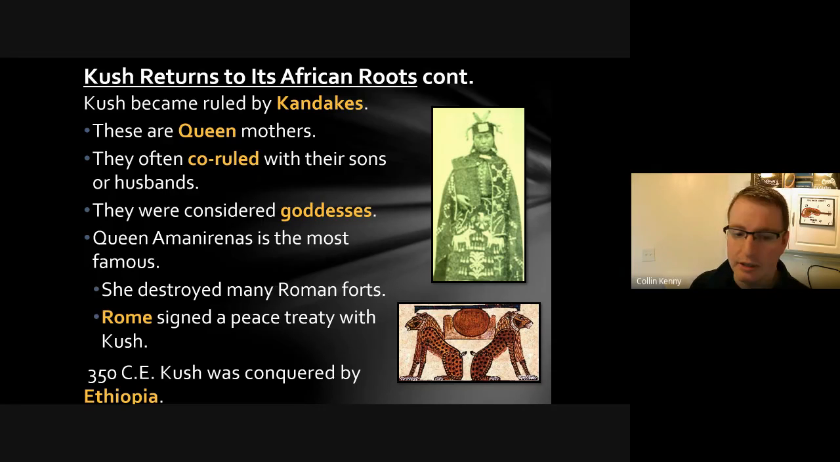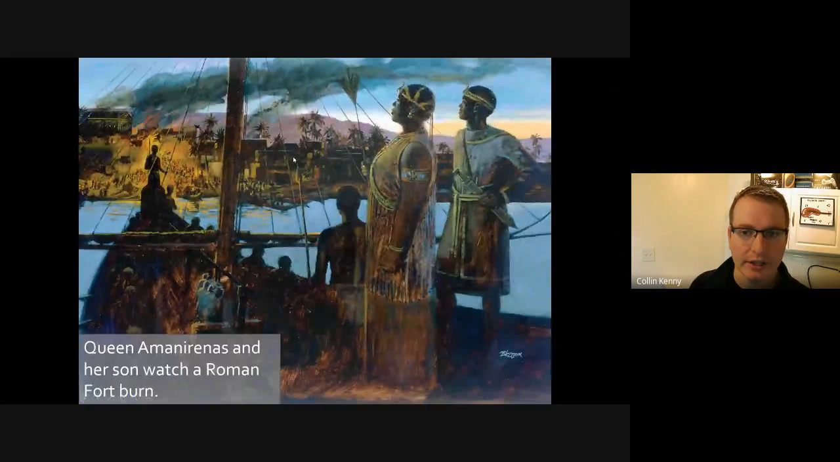All right. So here we have this art. We have Queen Amanirenas, and looking at the burning of Roman forts. Yes, she was up there in the battles. Like I said, she wore an eye patch because she lost an eye in battle. I think it was an arrow, but I can't remember exactly. So that is our notes for the day.